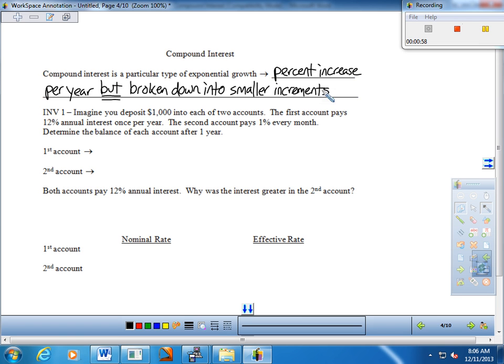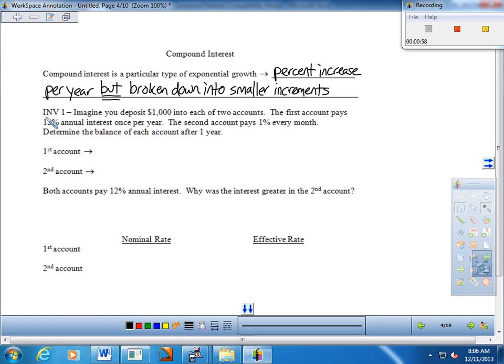And it looks like we have this investigation at the top here. So let's go ahead and take a look at what this is and just really an introduction to what compound interest would entail, and then we'll dive a little deeper with the next investigation. So it says, imagine you deposit $1,000 into each of two accounts. The first account pays 12% annual interest once per year. The second account is going to pay 1% every month. Determine the balance of each account after 1 year.